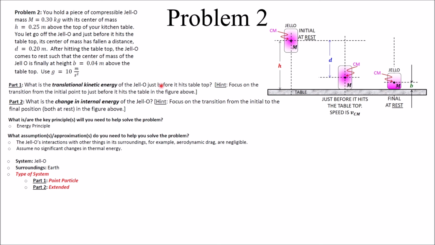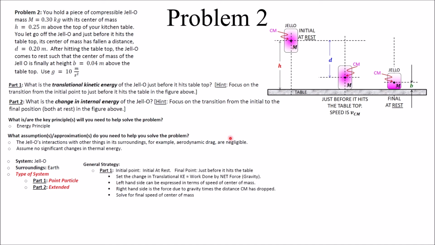It's similar to problem 1 here. Our system is the jello, and the surroundings is basically the earth once you release it. So the general strategy for part 1 is that we're initially at rest, and the final point we're dealing with is right before it hits the table. That's what part 1 is focusing on, just before it hits the tabletop.